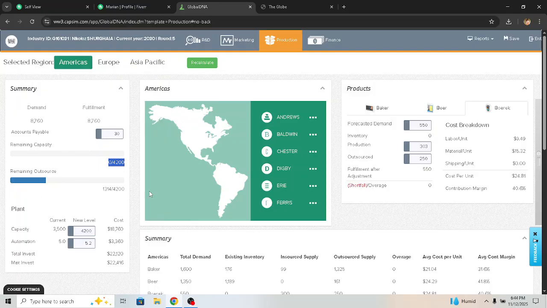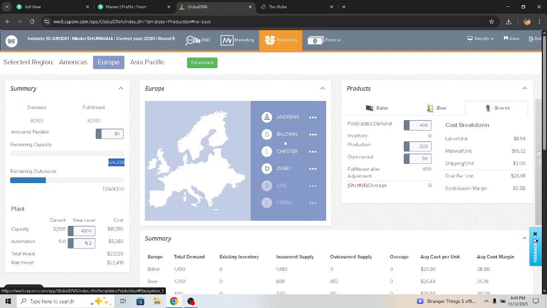For the remaining outsource, we have 1,314 units out of 4,200. So with that, we finished product Borek. We'll go to the next region, which is Europe.